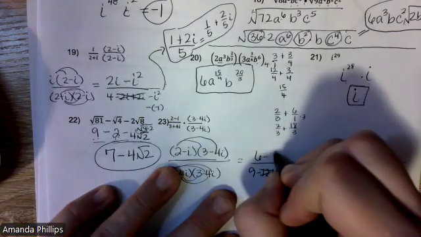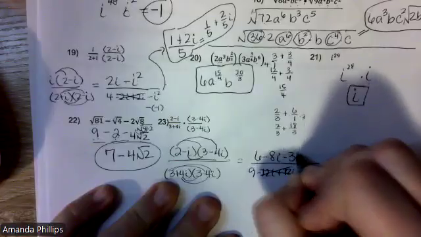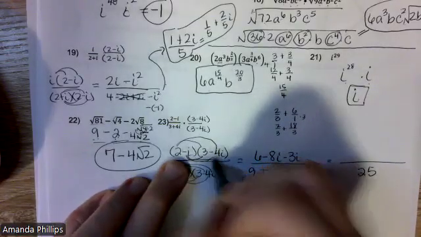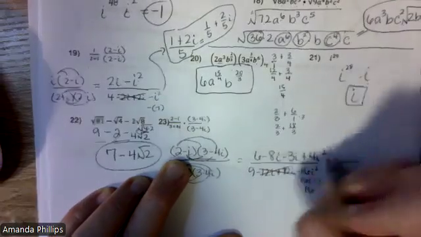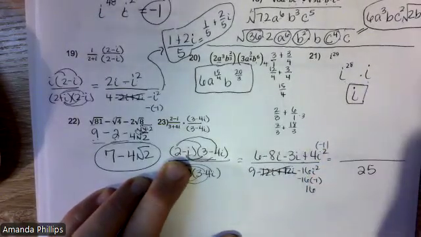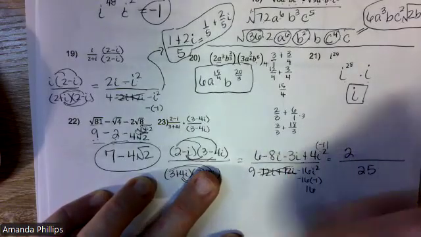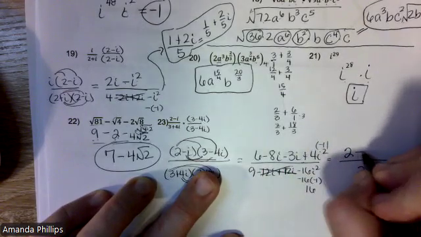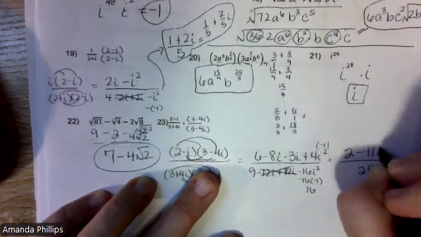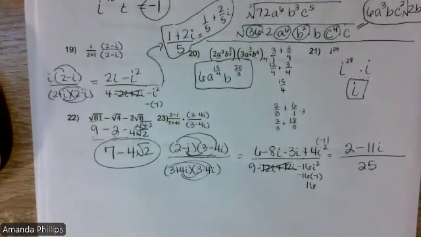That's negative 8i, negative 3i, and positive 4i squared. So this is actually going to be negative 4 because we know that's negative 1. So 6 minus 4 would be 2. And this will not cancel, right? Negative 8i minus 3i, we can just combine them together, and that's negative 11i.